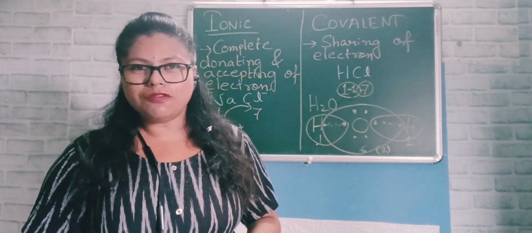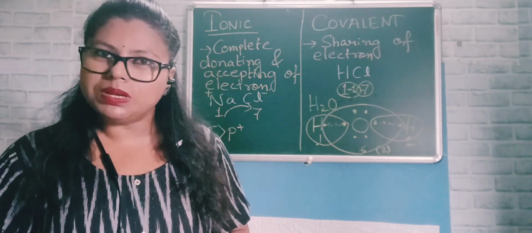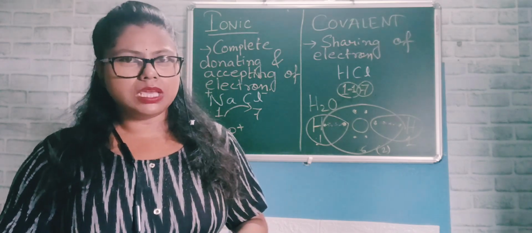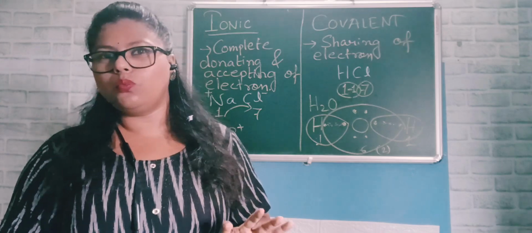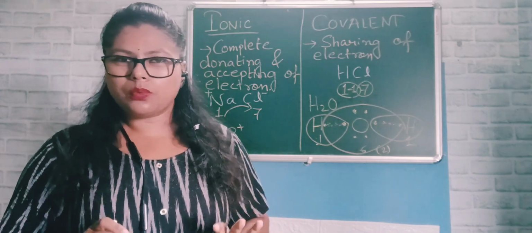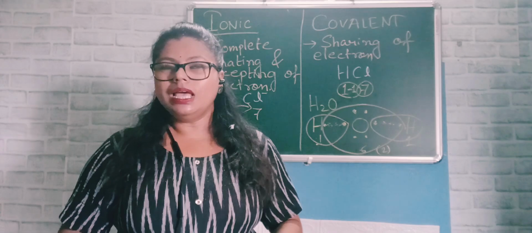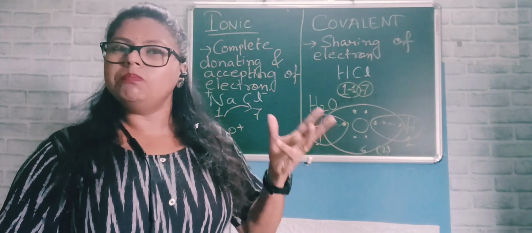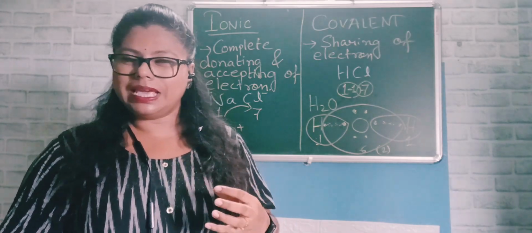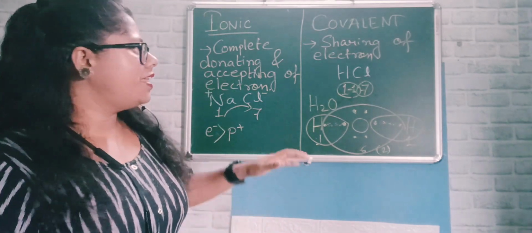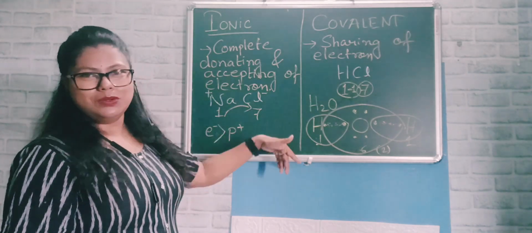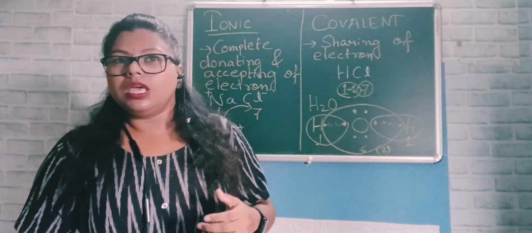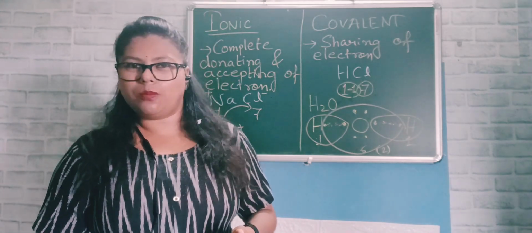At that point of time, you took her water bottle completely and used it independently, and you can drink water from it as and when you want, and you quench your thirst. Here your friend completely donated that water bottle to you and you completely accepted that bottle, and hence formed a bond between you two. That is called an ionic bond. Complete donation, complete acceptance.